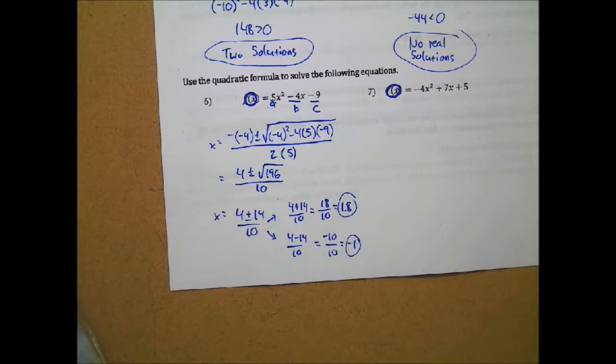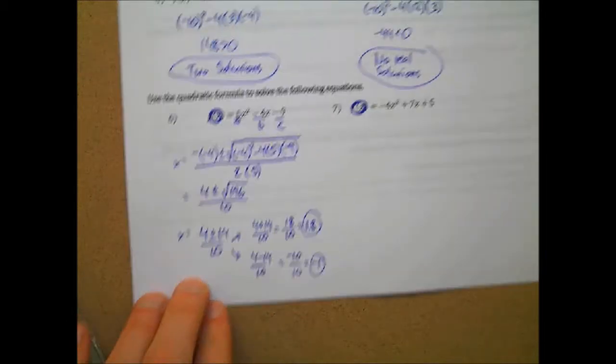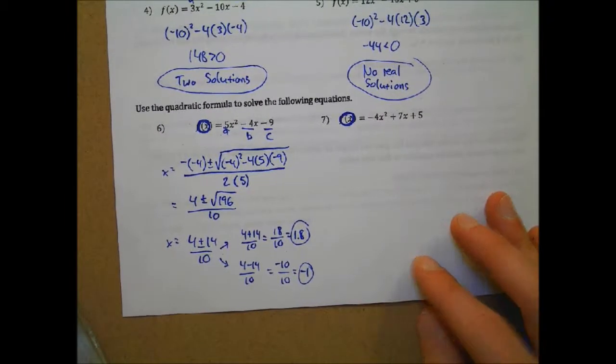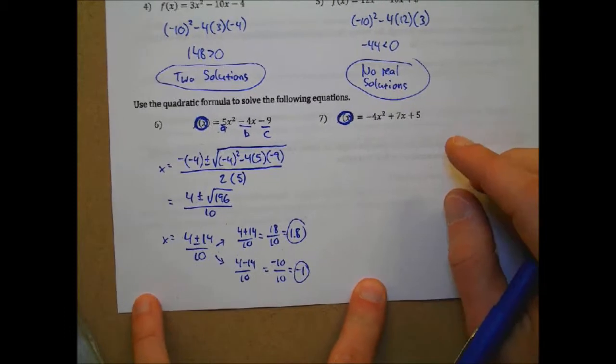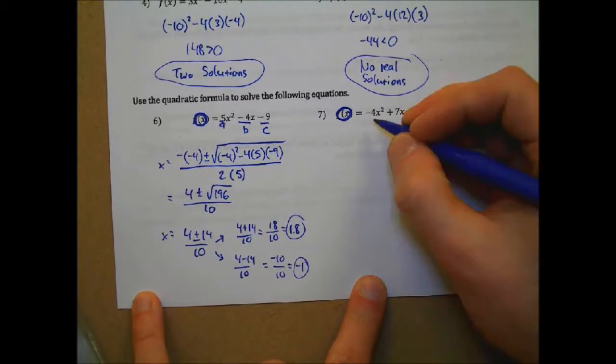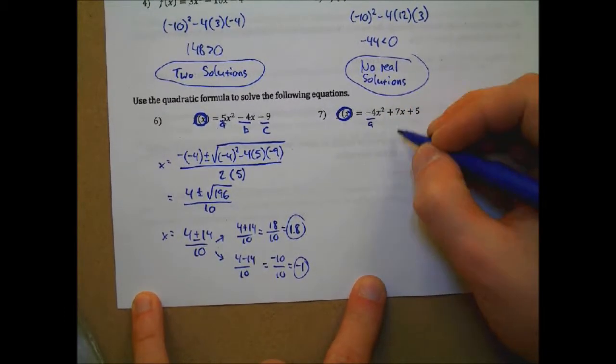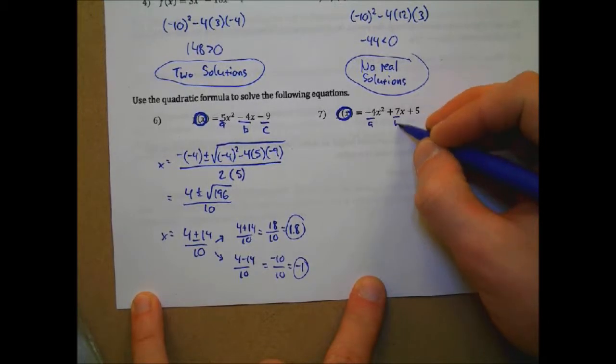Okay? All right, number 7. I'll run through that one real quick, too. Let's go to someone for this one, too. Let's go to Alec. Alec, what's our A for number 7? -4. What's our B? 7. What's our C? 5.